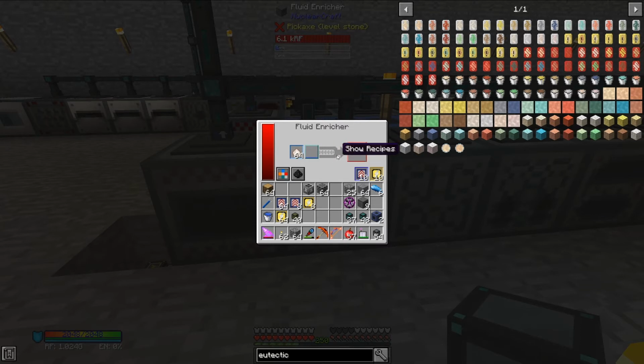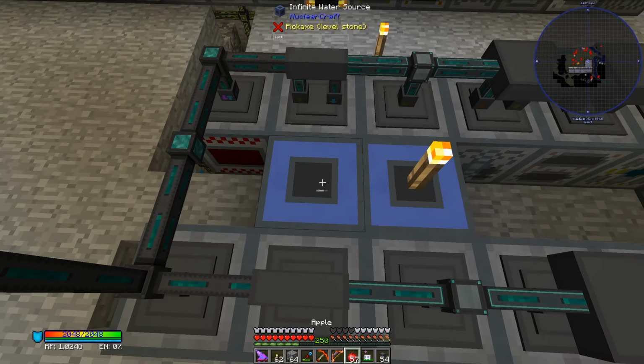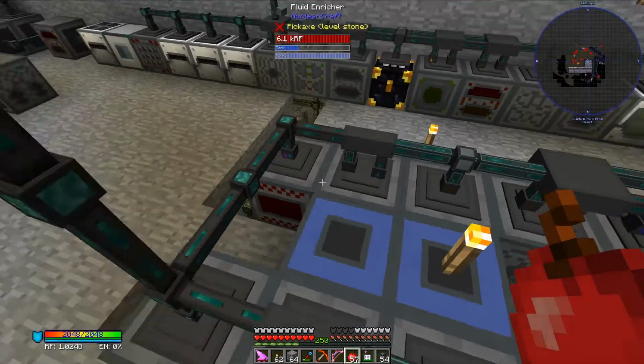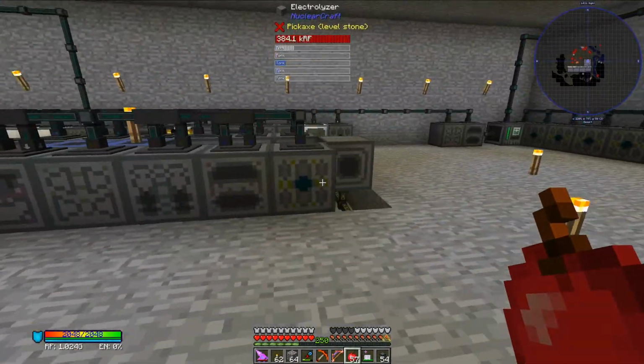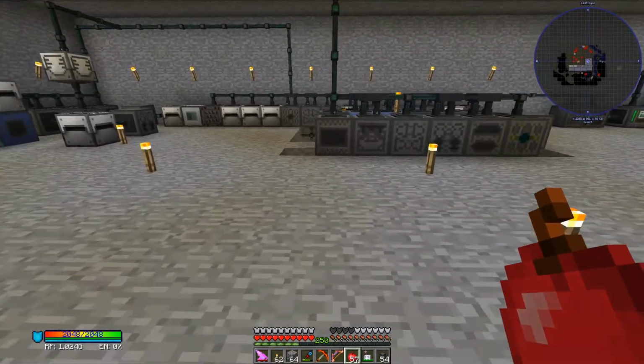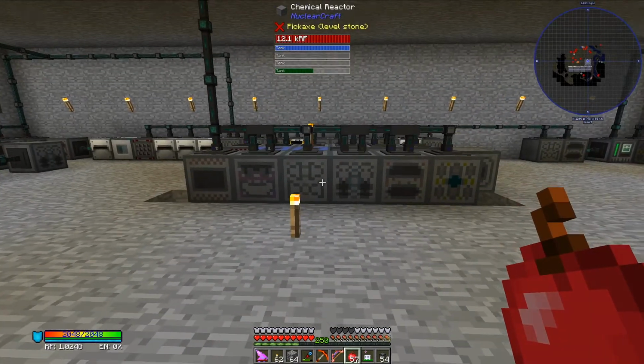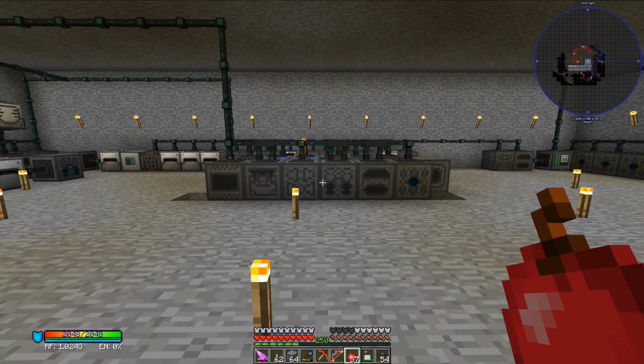So the fluid enricher here is not doing anything. It's because I don't have enough water. I think what I'm going to go ahead and do is run back to my main base and grab some stuff, including better water source blocks and probably some fluid filters as well. And once I have all that stuff, I will be right back.